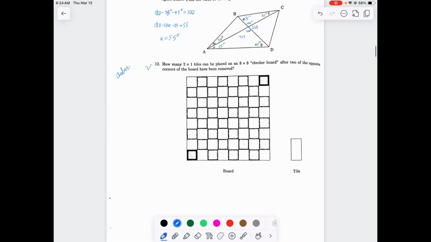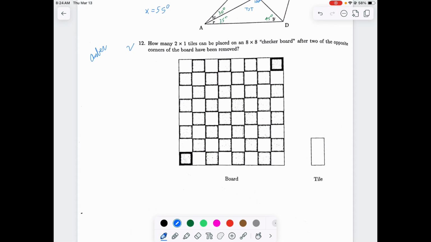All right, here we are, on to question number 12. How many 2x1 tiles can be placed on an 8x8 checkerboard after 2 of the opposite corners of the board have been removed? So notice that this one is removed, this one is removed. So how many tiles can we place?